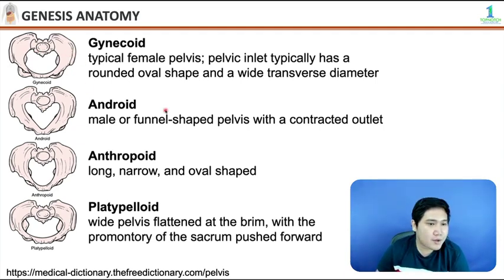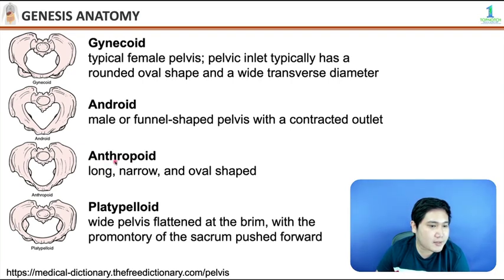pregnancy. Okay? You have an android type. This is usually in males, funnel shape. As you see, heart shape ang inlet, okay? And the outlet is contracted. So, not good for pregnancy, okay?